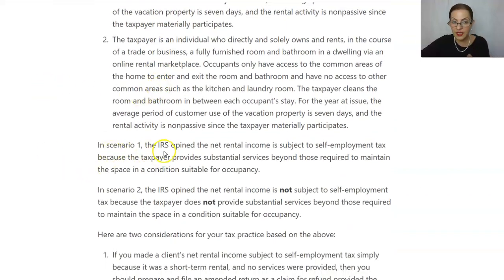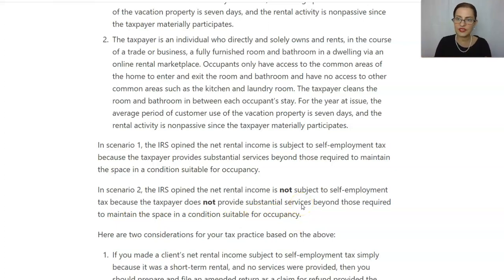So in scenario 1, the IRS opined that the net rental income is subject to self-employment tax because the taxpayer is providing substantial services beyond those required to maintain the space in a condition suitable for occupancy. In scenario number 2, the IRS opines that the net rental income is not subject to self-employment tax because the taxpayer does not provide substantial services beyond those required to maintain the space in a condition suitable for occupancy.